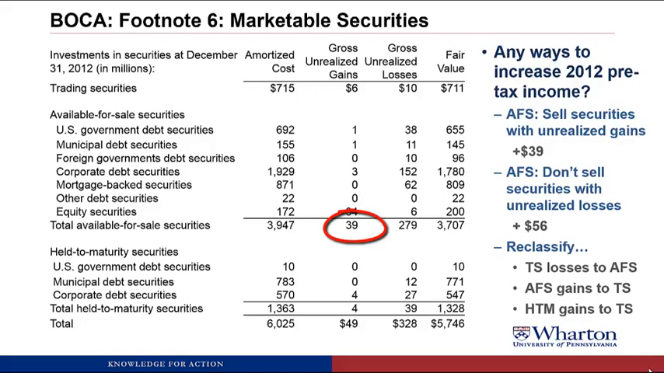Or the same thing with the held to maturity securities that have gains. So we had held to maturity securities which have gross gains of 4. That doesn't show up anywhere on the financial statements, but if we had reclassified them as trading securities, they would have been marked to market, and that 4 would have gone through the income statement, not making a big impact, but it still would have increased pre-tax income.